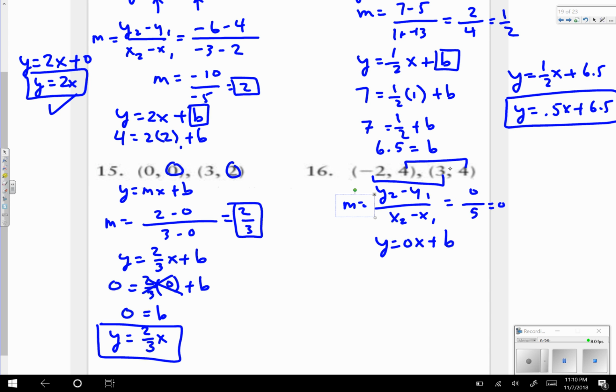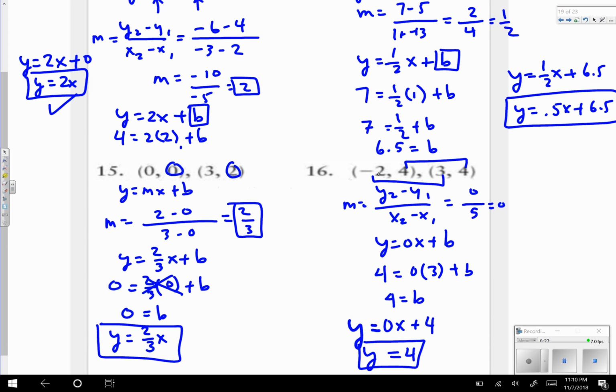And then we have that y is equal to, so we're going to go ahead and plug in a point. So let's plug in 3, 4. So 4 is equal to 0 times 3 plus b. Again, 0 times 3 is just 0. So 4 is equal to b. So our full equation is y is equal to, our slope is 0, 0x plus our b is 4, and 0x is just 0. So we have y is equal to 4, which is true, right? No matter what x is, y is 4.